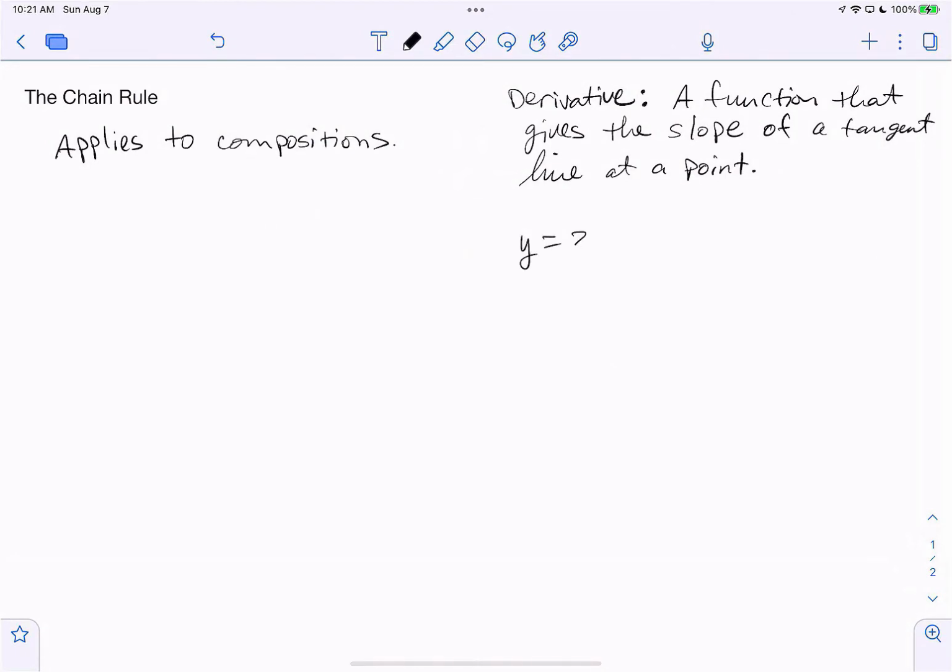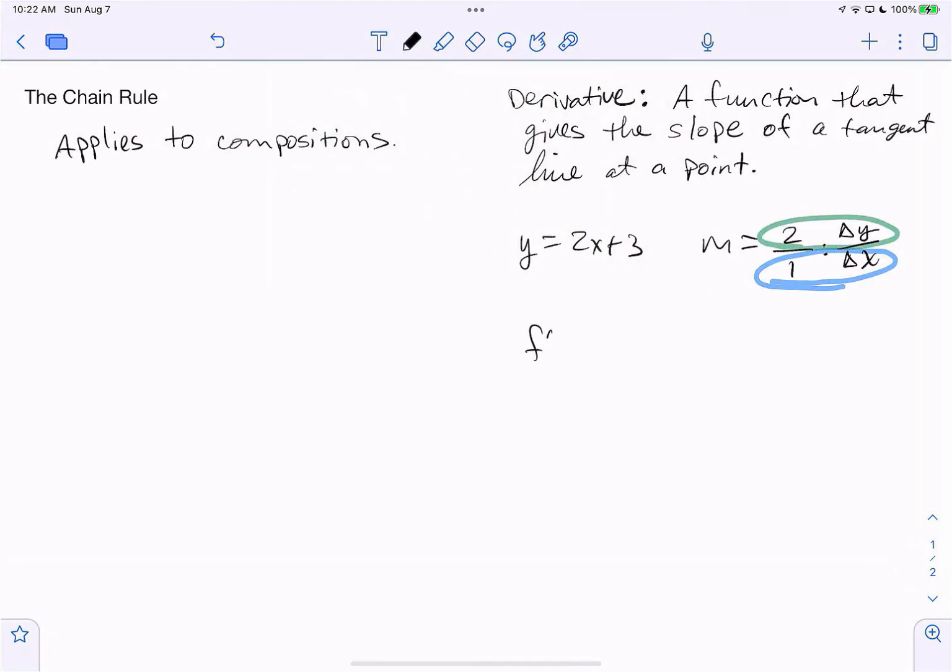y equals, say, 2x plus 3. The slope is 2, or we can think of it as 2 over 1. And remember, slope is change in y over change in x. And as you know, what a slope of 2 means is that if x changes by 1, then in this case, y changes by 2.